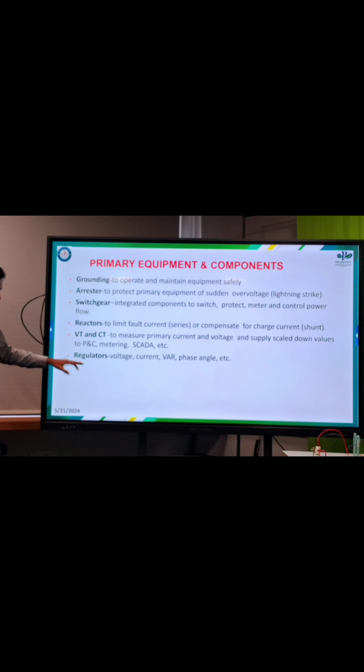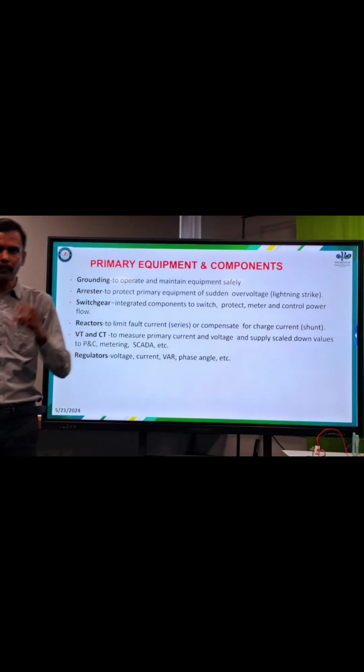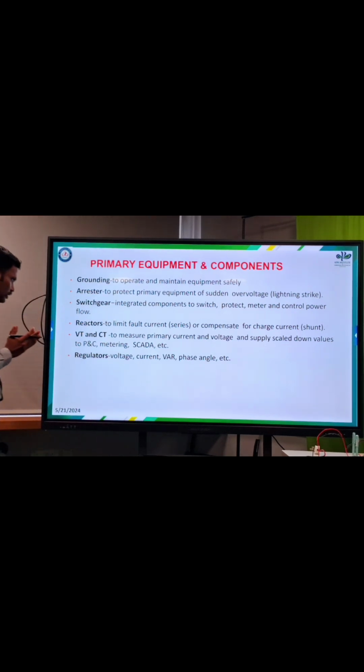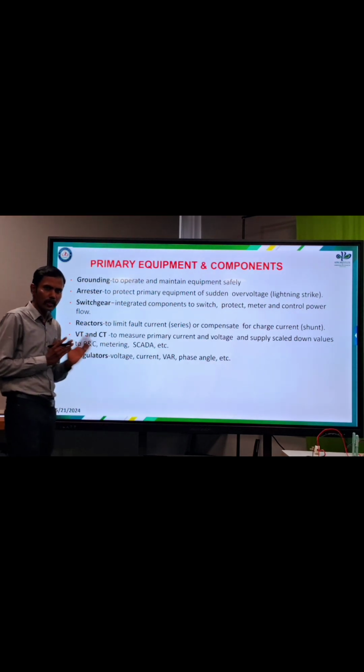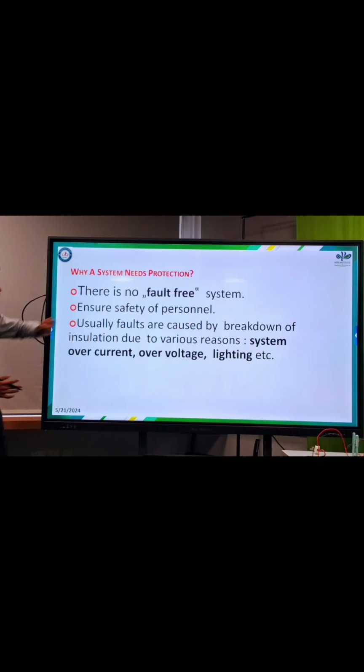And then the next one, regulators. Of course, we can see that the regulator plays a vital role. If you see this in household activities, regulators play a vital role. They provide stable voltage and stable current, and maintaining the phase angle is very important. So these are the primary equipments and the components involved in your power system.